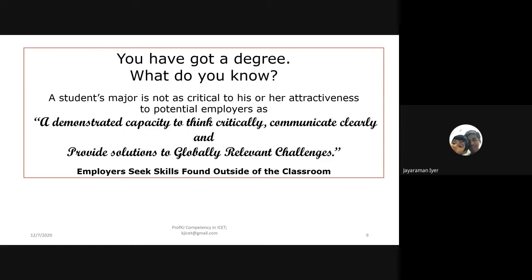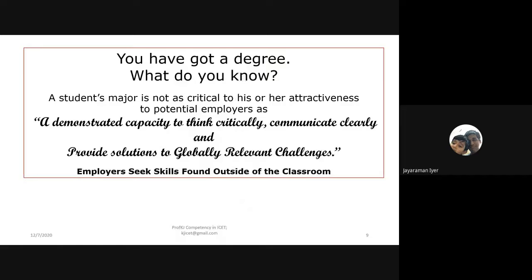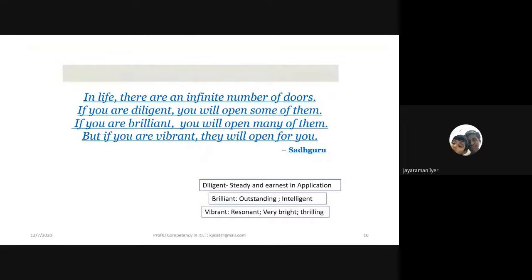Everybody looks for a job. And as an employer, what we seek is to know what he knows beyond the classroom. That's all it is. Okay. And it's not very easy. You have to dance like this to get it. So I'm going to talk about one more thing. That means what? In life, there are infinite number. This is Sadhguru saying, not JAYARAM. Okay.